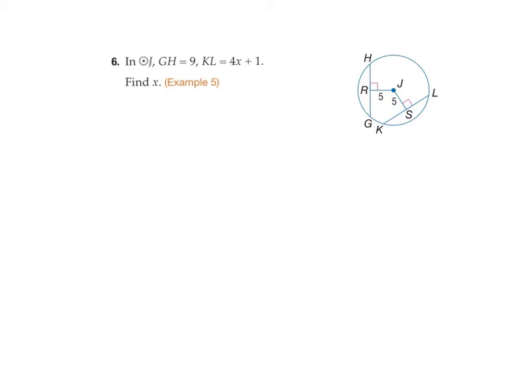And here's question number 6, which is example 5. What does it tell you? That these two are both 5, so they both equal each other. All right. So both of the segments must equal each other. So you've just got a simple algebraic equation, which is 4x plus 1 equals 9. And it's just asking you to solve for x. Subtract 1 from both sides, so 4x equals 8. Divide through by 4, x equals 2.